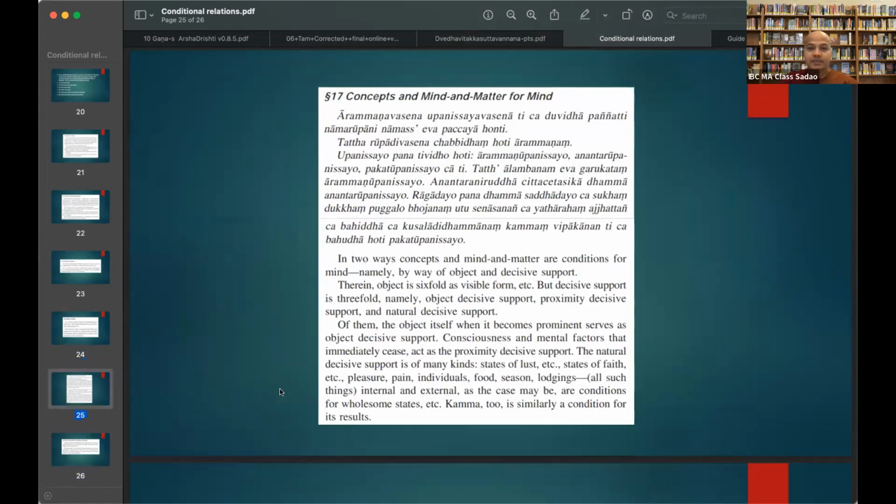Concepts and mind for mind. In two ways, concepts and mind and matter are conditions for mind, namely by way of object and decisive support. By way of object and decisive support. Arammana. And Arammana Upanissaya.